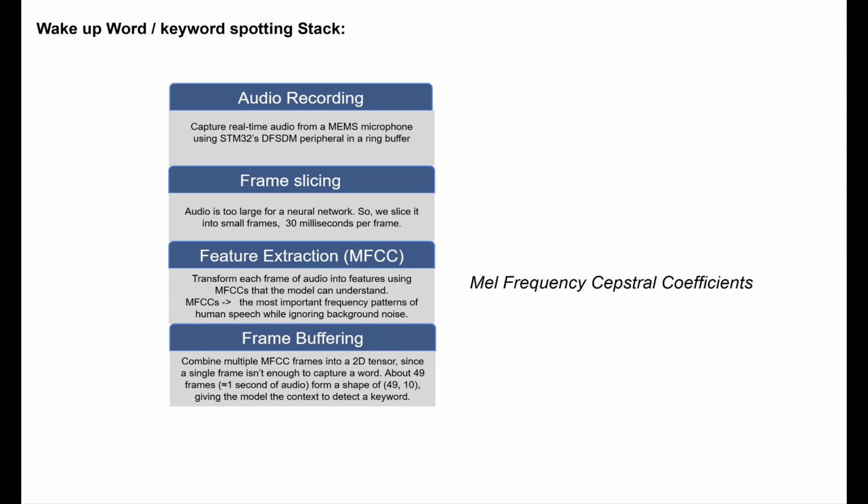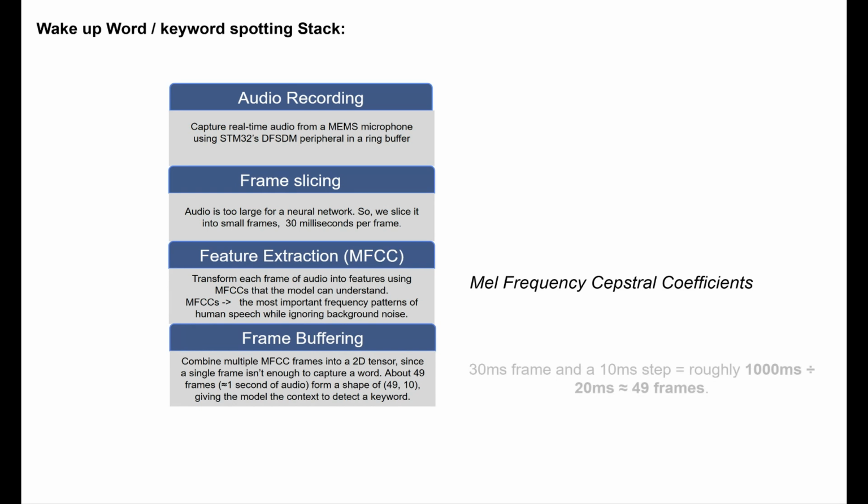So we combine multiple MFCC frames into a 2D tensor. For example, 49 frames, each with 10 coefficients, give us an input shape of 49x10. Now, why 49 frames? Let's do some simple math.